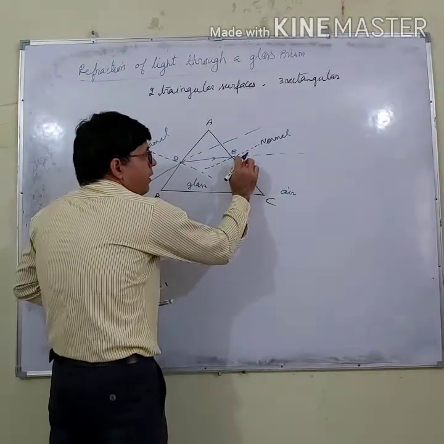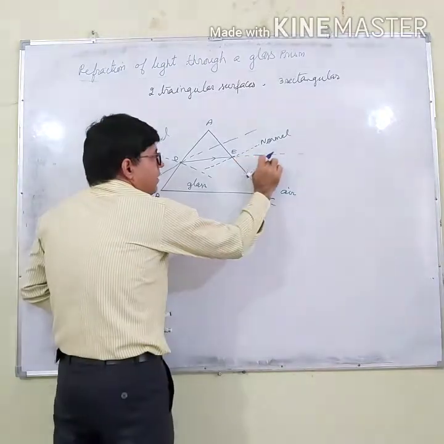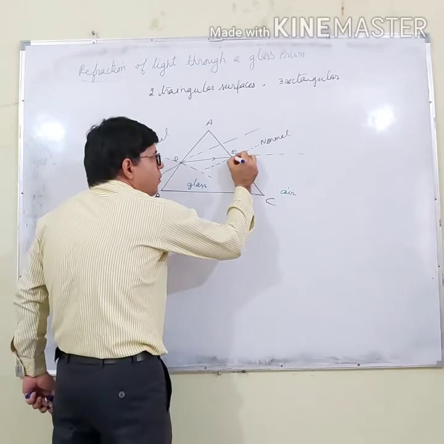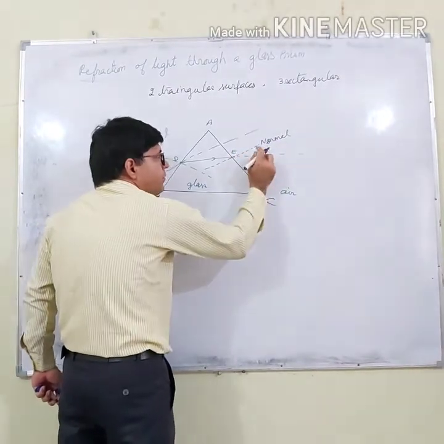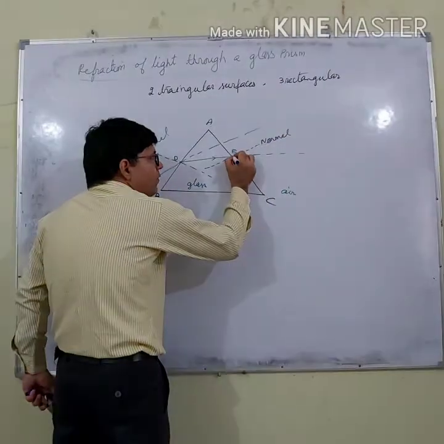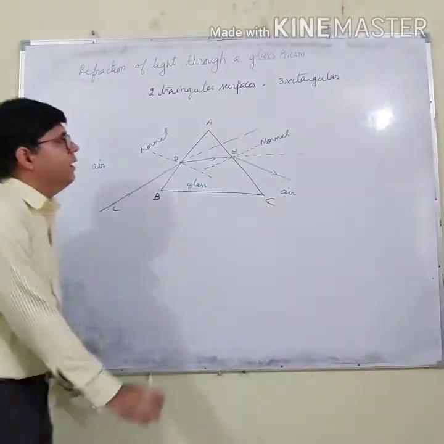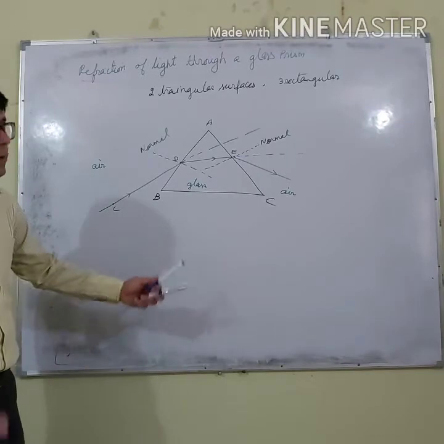No, this is the refracted ray path, and this is the normal. If it moved towards the normal, it might have moved there. Since it is moving away from the normal, it will move in this way. So this ray has moved away from the normal.